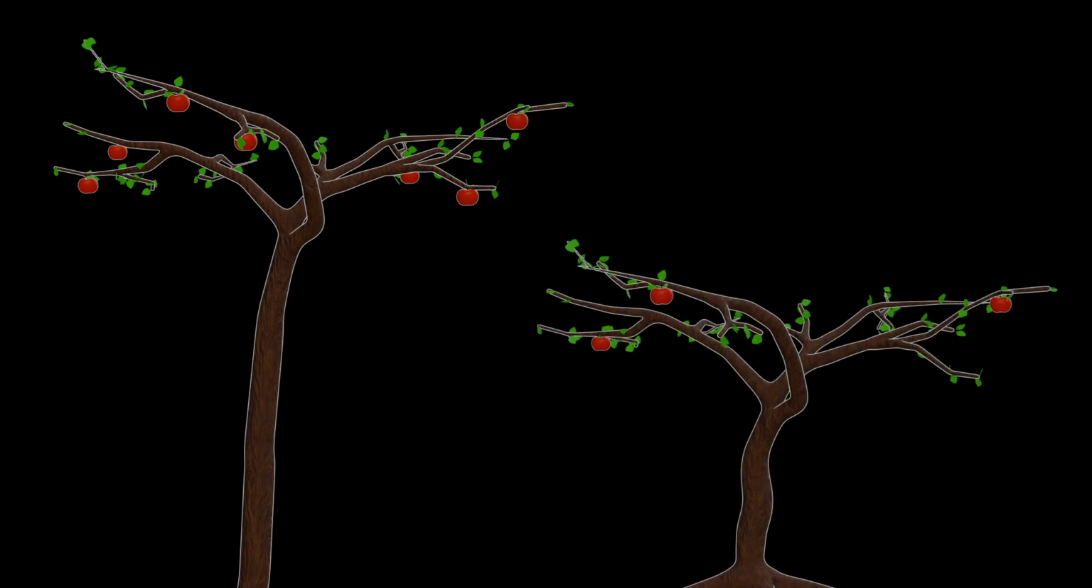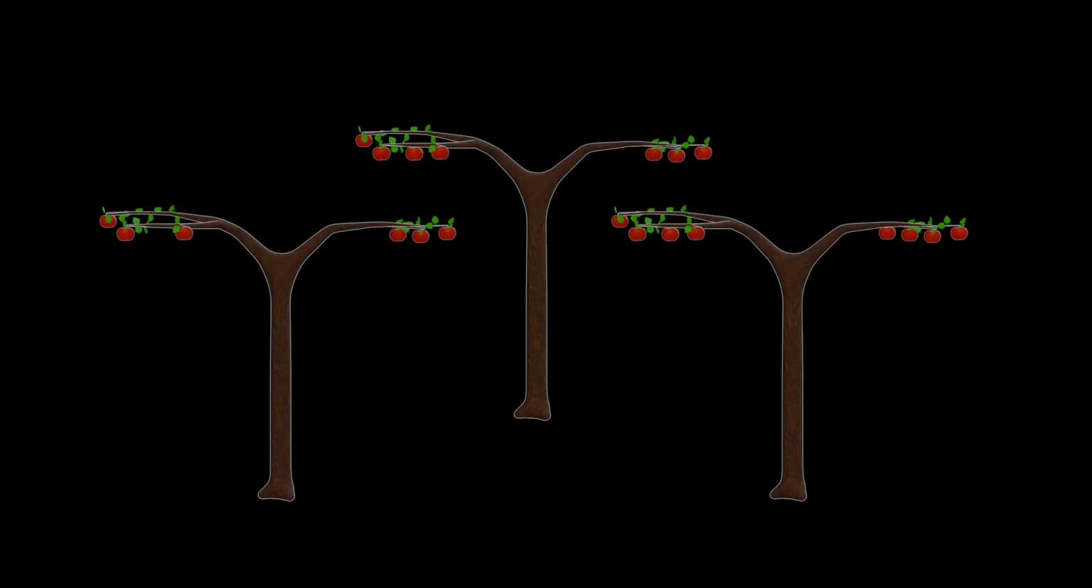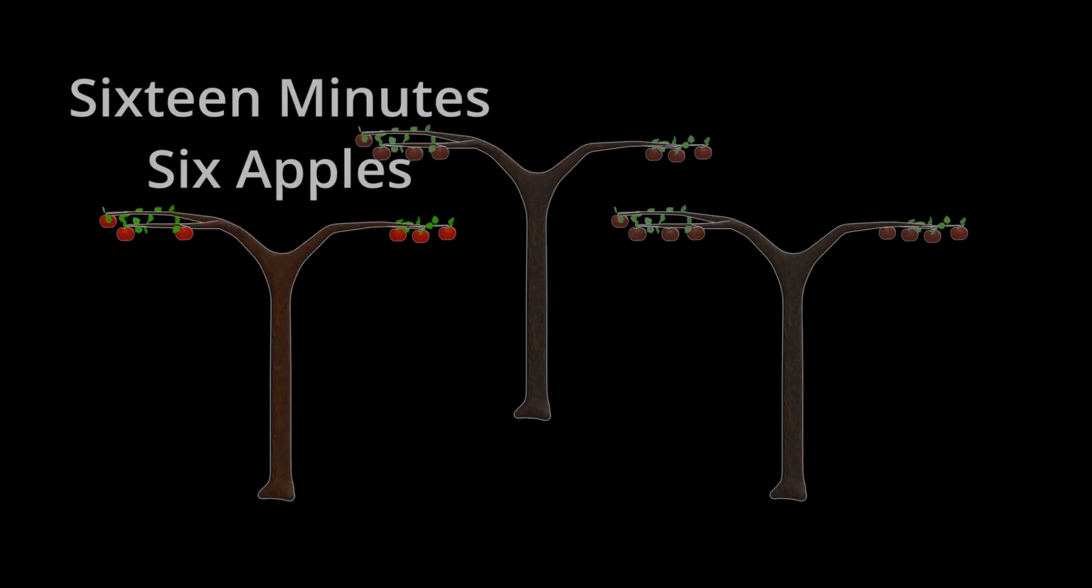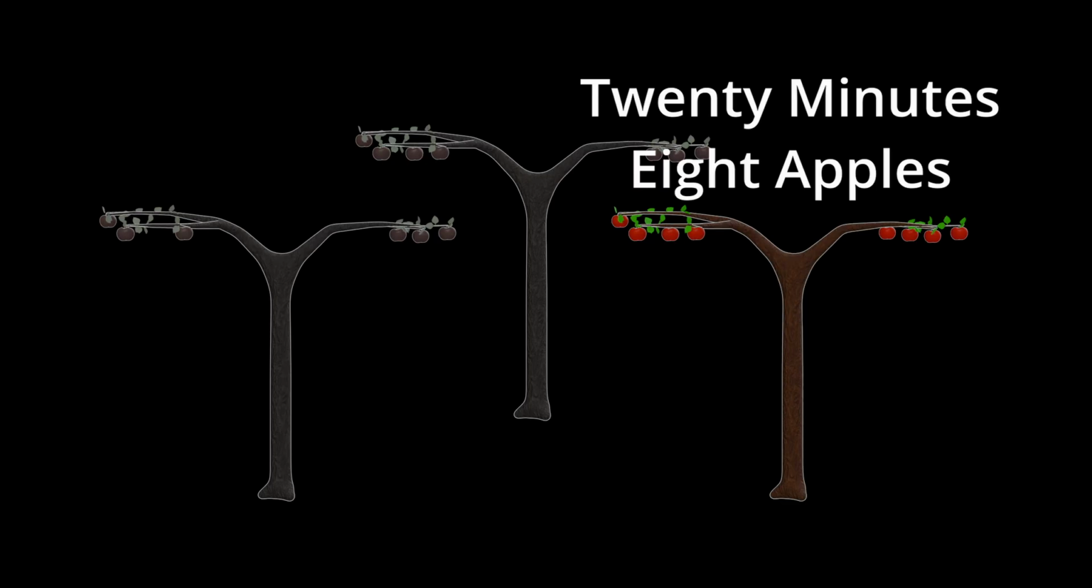I've been avoiding dealing with this up until now by just always using very conservative guesses. But I was going over some of my earlier thoughts about math, and I feel like I can do better than that now. Let's think about a simple example, with 3 trees. Suppose it takes me 16 minutes to pick 6 apples from the first tree, 18 to pick 7 apples from the next, and 20 to pick 8 apples from the last.